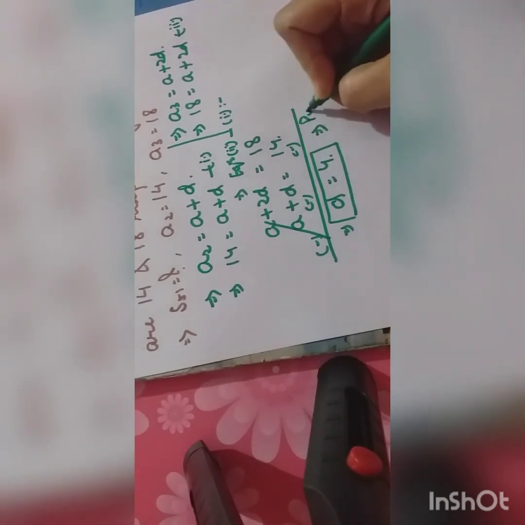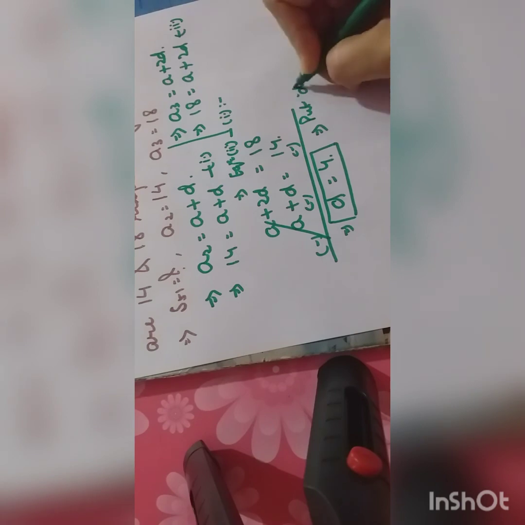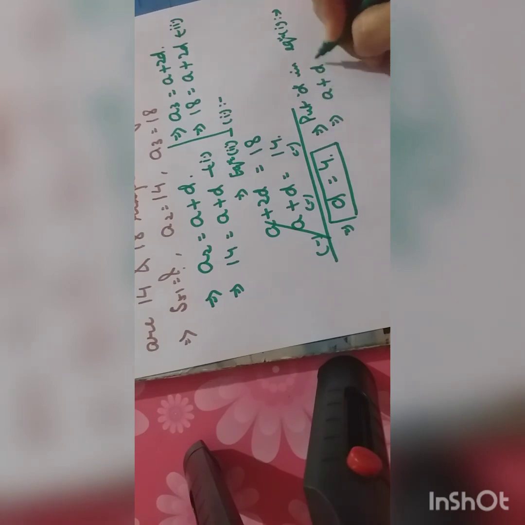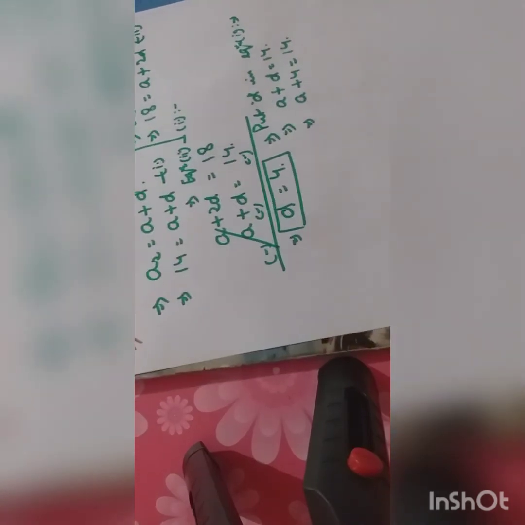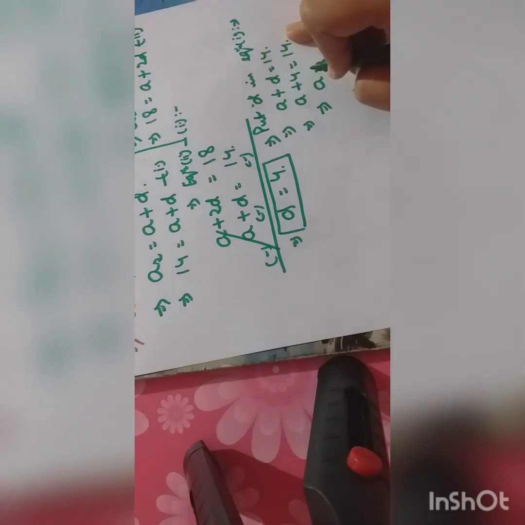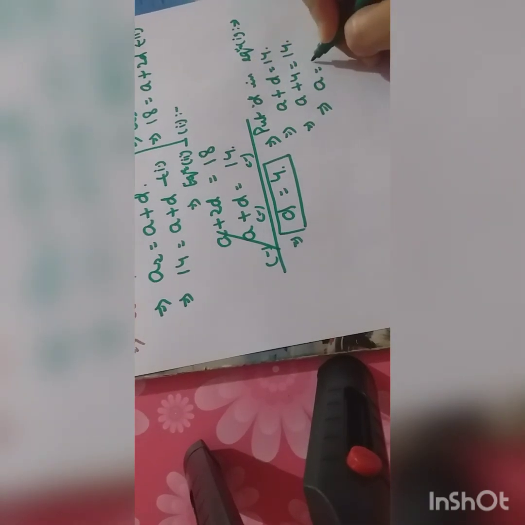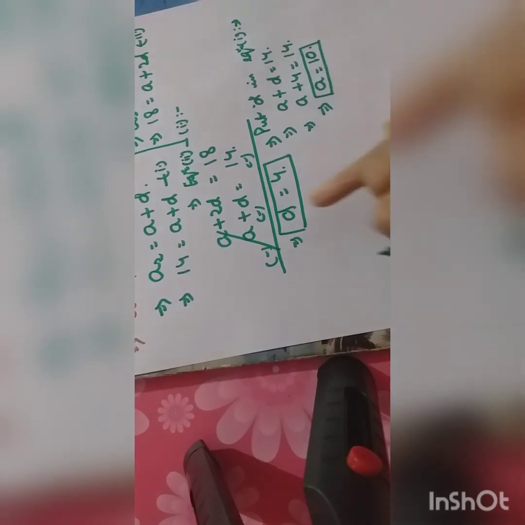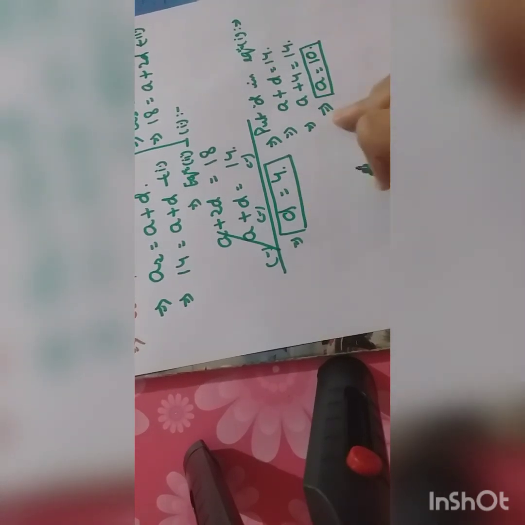Now I am putting the value of d in equation 1. My equation 1 is a plus d equals 14 and the d value is 4. So in place of d I have put 4. So a value will be, when 4 comes to the RHS side, it will be minus 4. So the value of a will be 14 minus 4, that is 10. So both the d value and a value I have got.